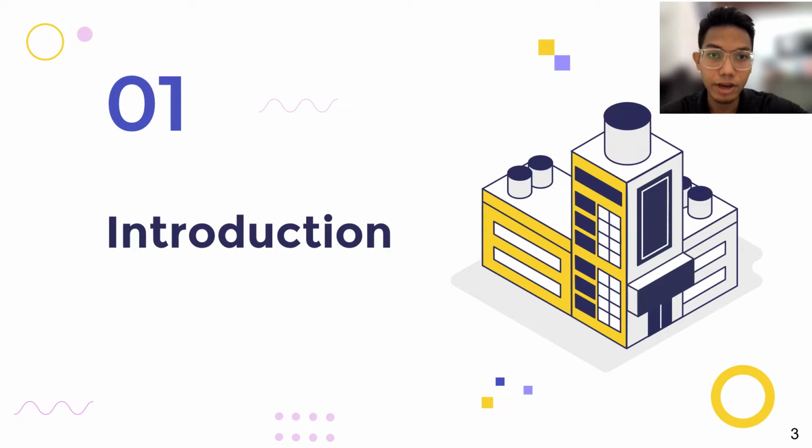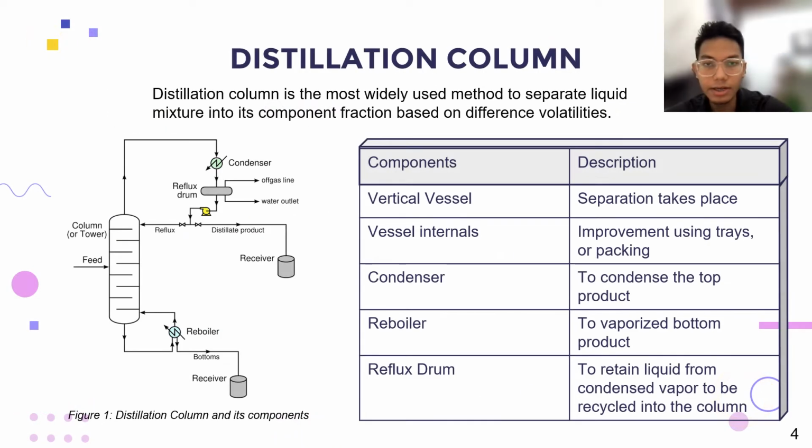Now, let's look at the introduction. Distillation column is the most widely used method to separate liquid mixture into its component fractions based on the difference of volatilities. There are several components that make up the distillation column. The first one is the vertical vessel, where separation takes place. Vessel internals help improve the separation by utilizing trays or packing.